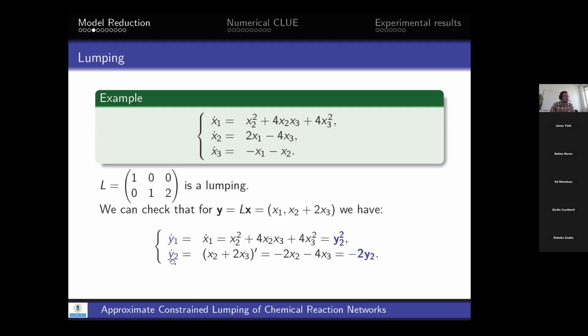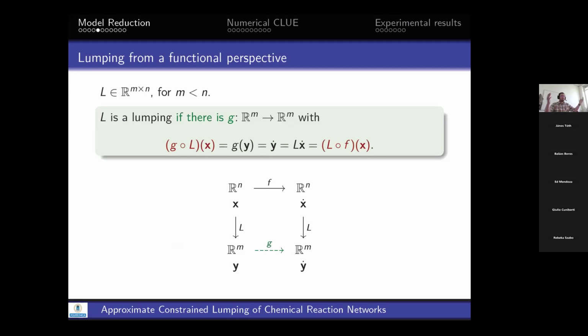On the other hand, if we take the derivative of y2, that was x2 plus 2x3, we have to compute this derivative, and using normal derivation rules, it's just the sum of these two guys over here with a 2 in the second one. We can see that x1 will cancel out, and we will get something that involves precisely this formula, minus 2x2 minus 4x3, which is precisely minus 2y2. So here we were able to compute the derivative of the new variables y using only these new variables y. And that's why L is a lumping, okay?